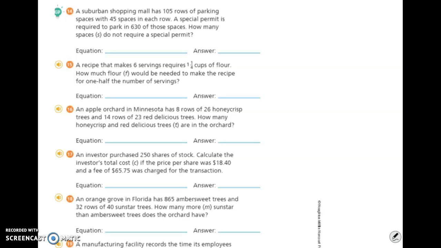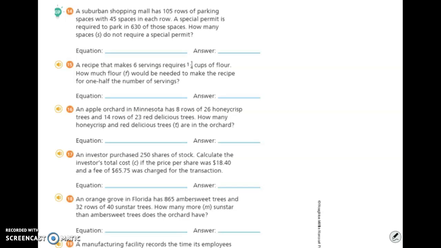Okay, so now we have some word problems. I've gone on to the next page in our lesson book. Let's try number 14. A suburban shopping mall has 105 rows of parking spaces with 45 spaces in each row. A special permit is required to park in 630 of those spaces. How many spaces do not require a special permit?